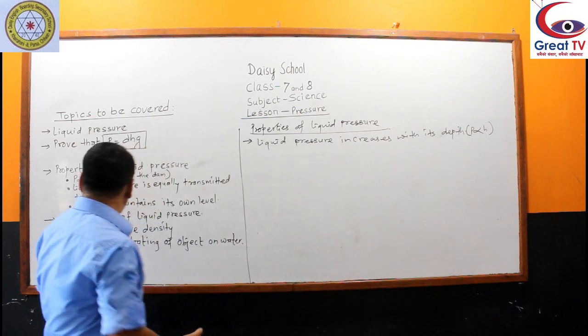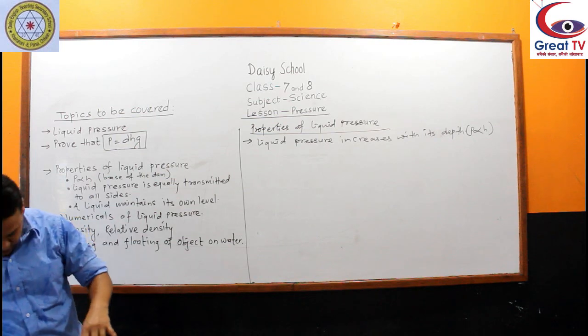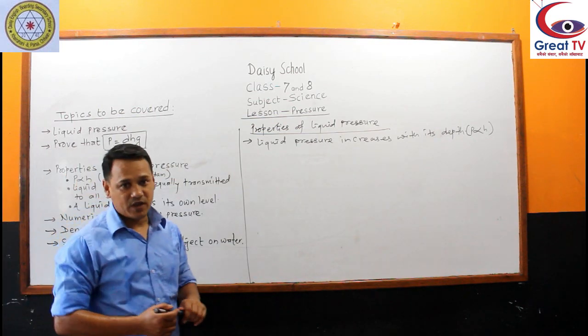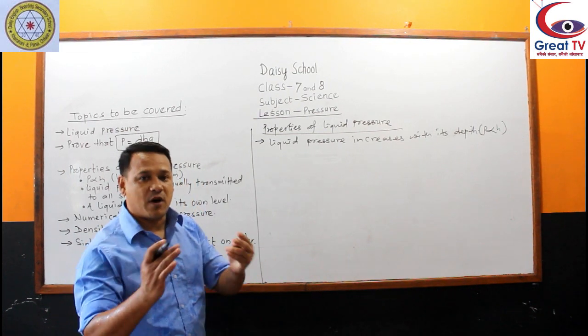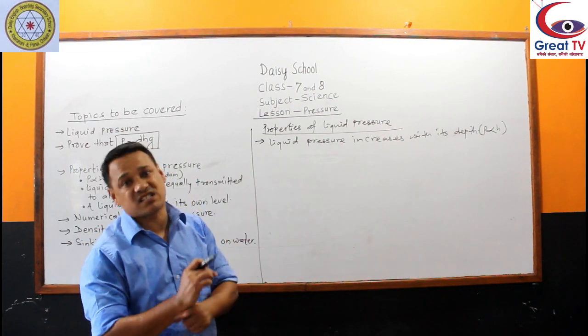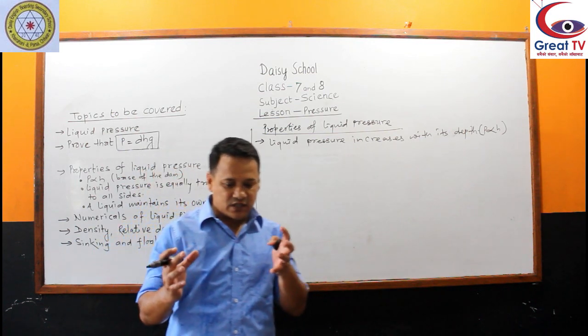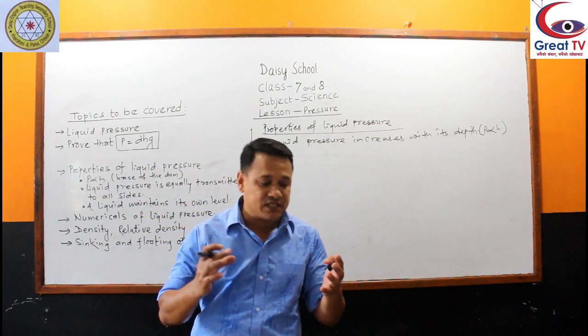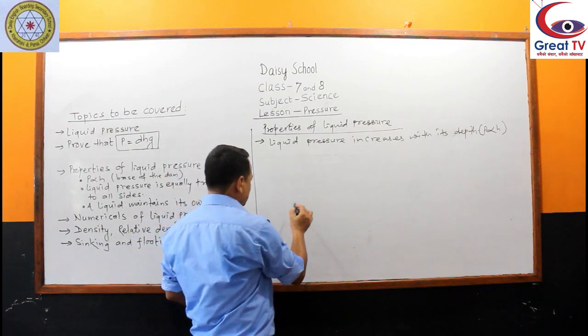And the next one is: liquid maintains its own level. To discuss this, we have to use one type of tube, which we call Pascal's tube. Pascal's tube means tubes of different shapes connected to a single tube like this.